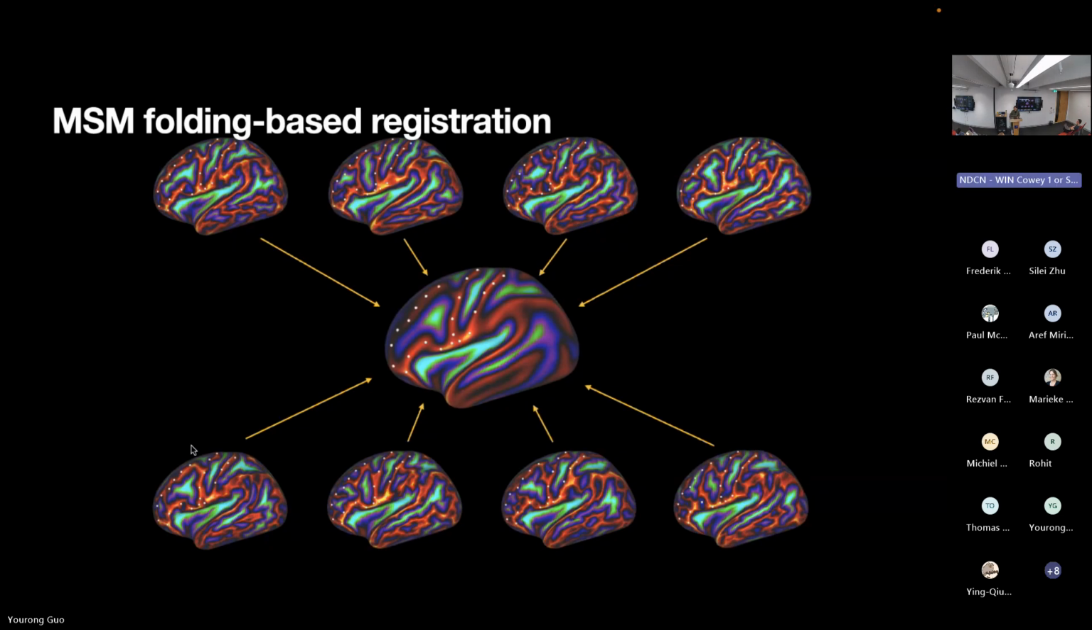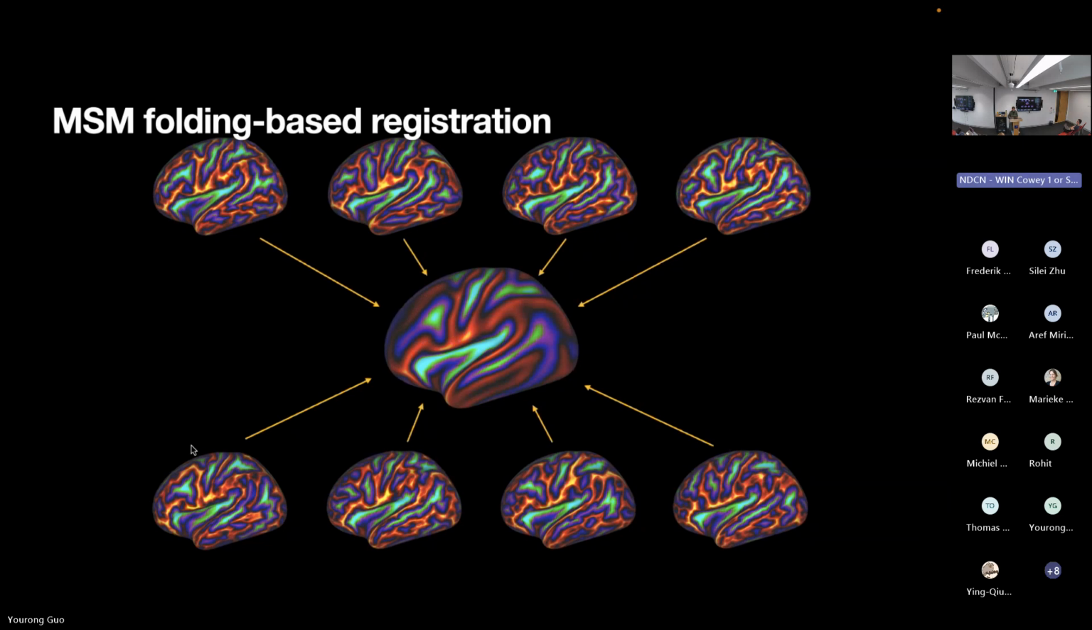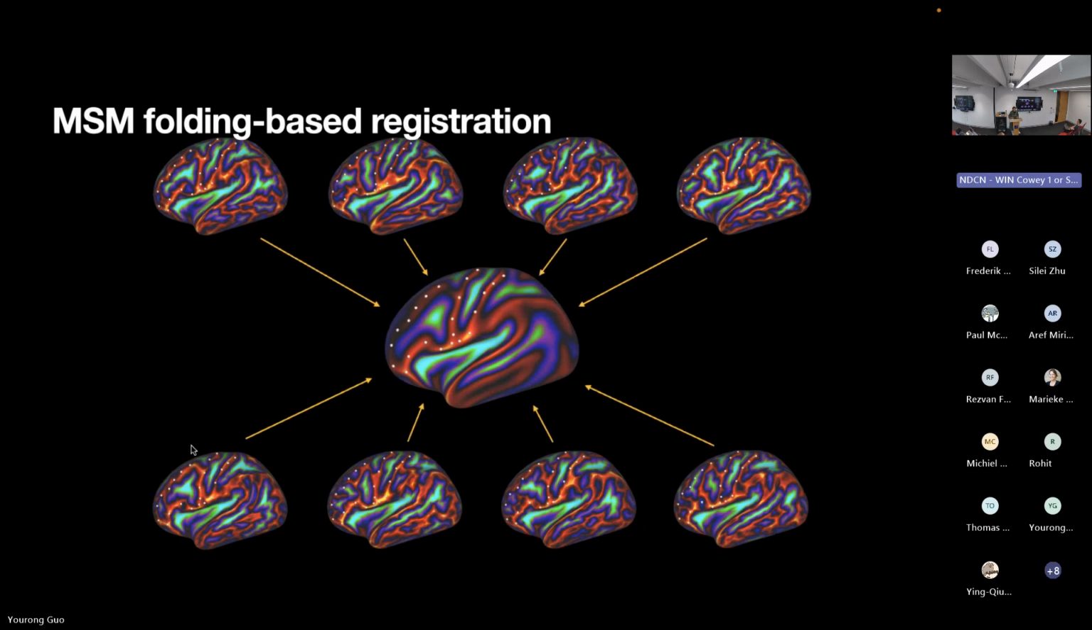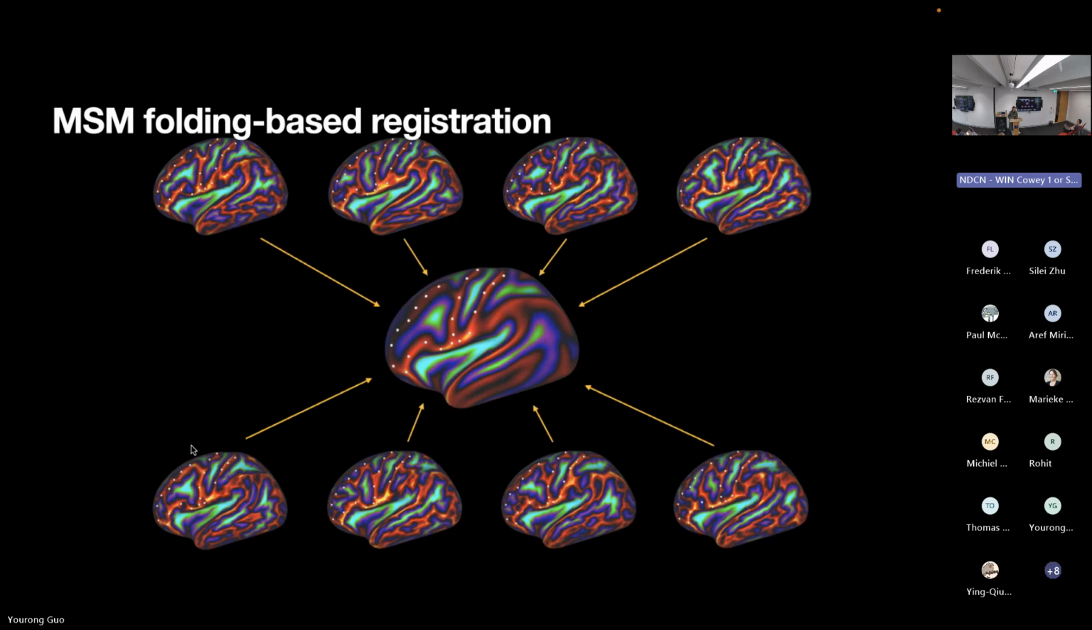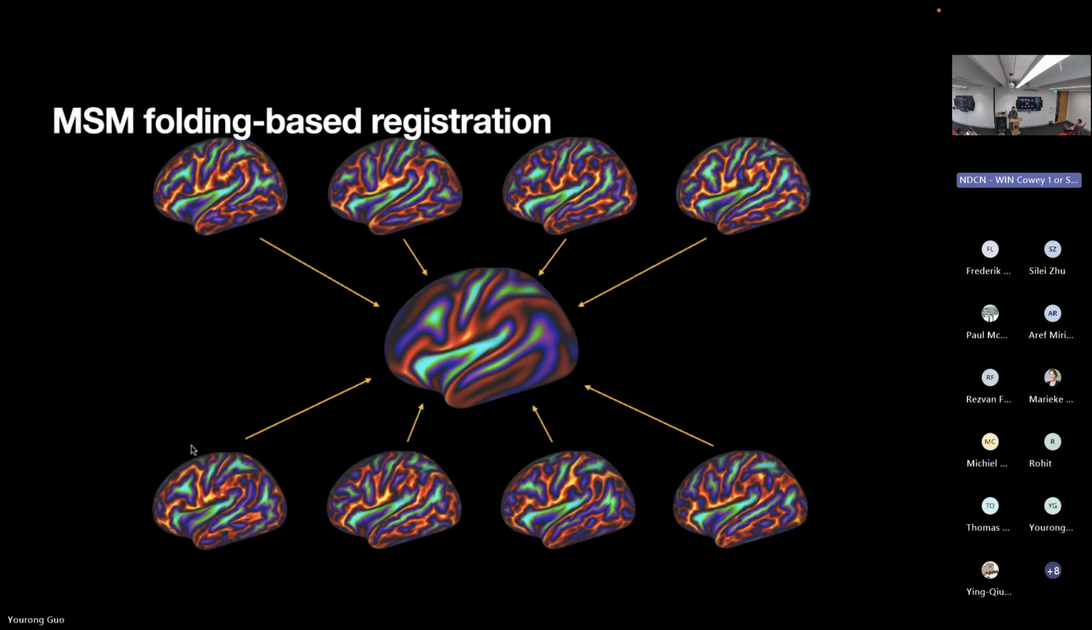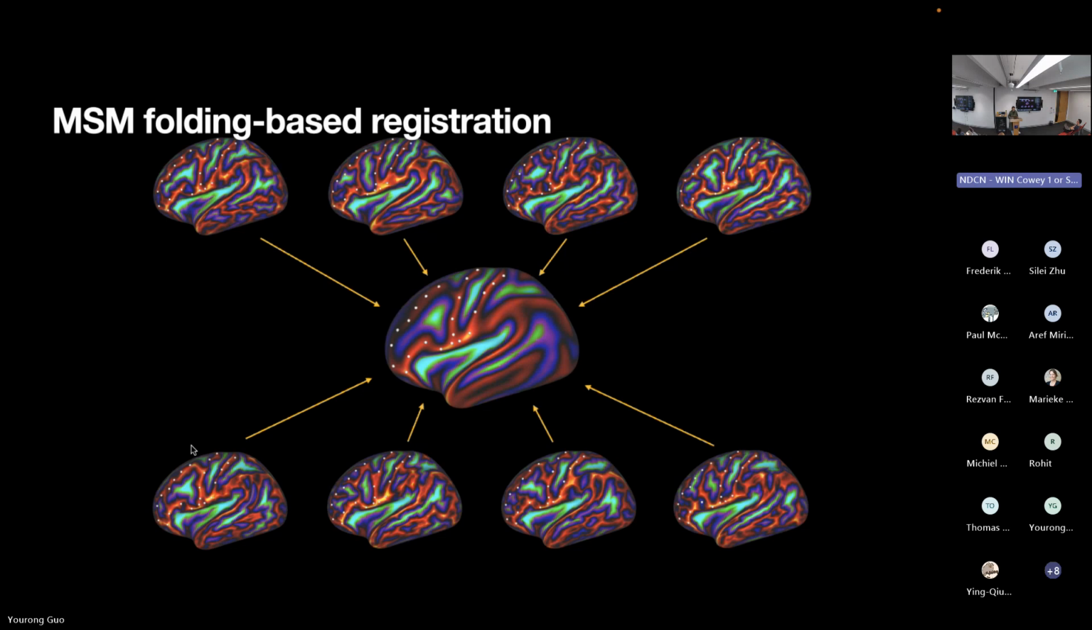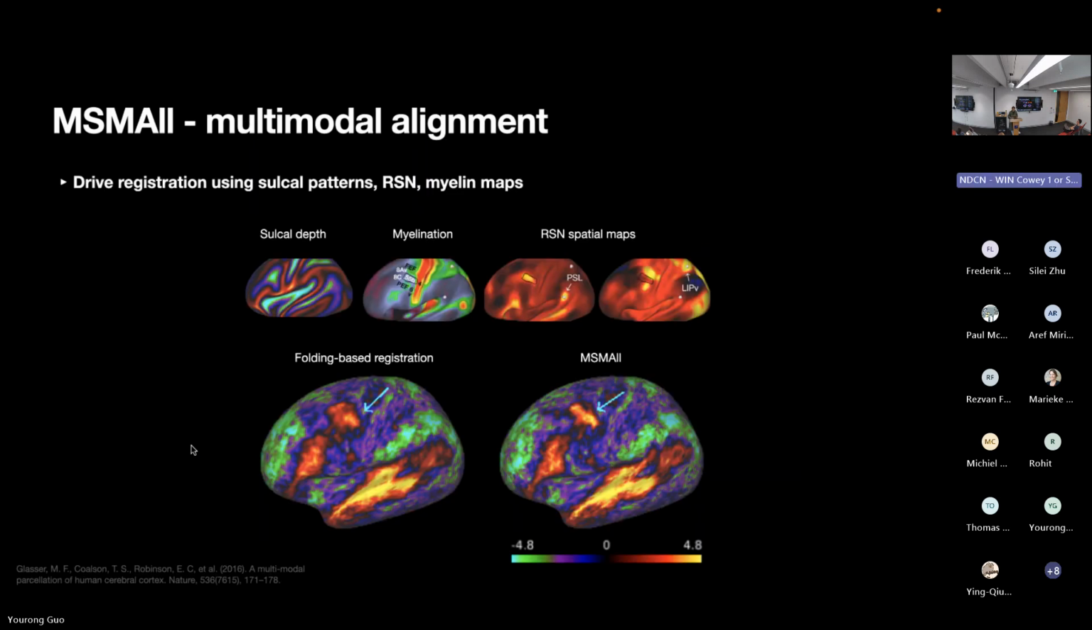This is how a surface-based, folding-based registration should work. So after the movement, all of the folding patterns should move sharply to this template, marked with these white dots. No extra distortions that reach the unrealistic limits.